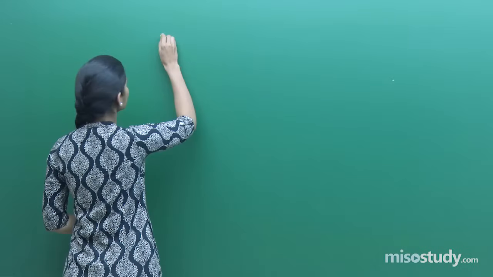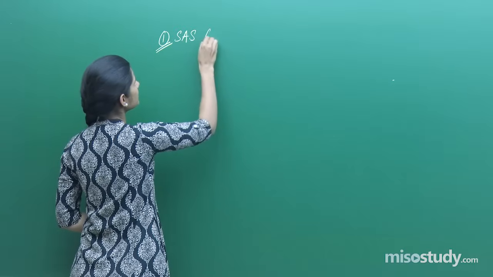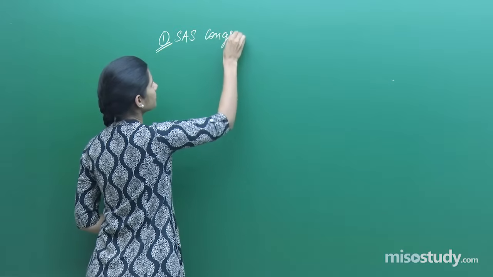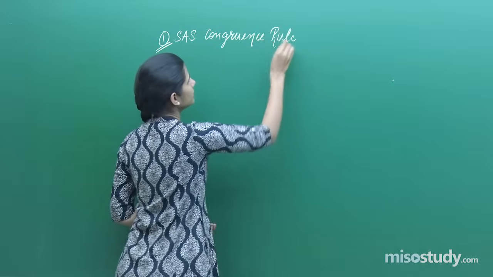So guys, we were talking about the congruence rules, right, which made us verify only a few things among two triangles to conclude that they are congruent. The first congruence rule that we understood was the SAS Congruence Rule. What did this rule say?